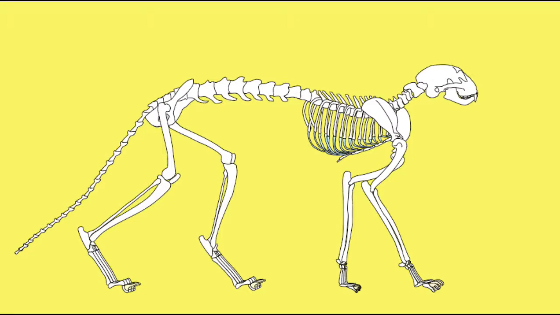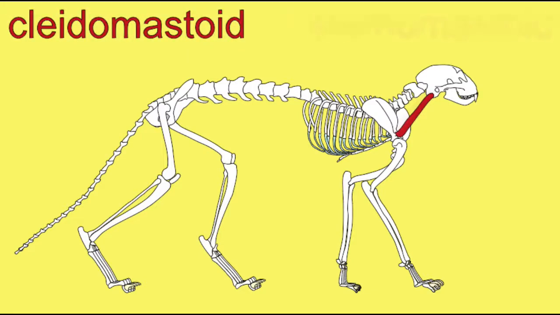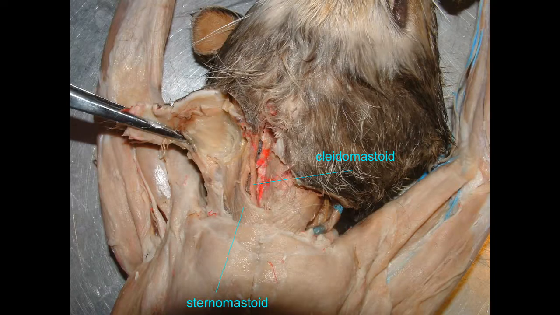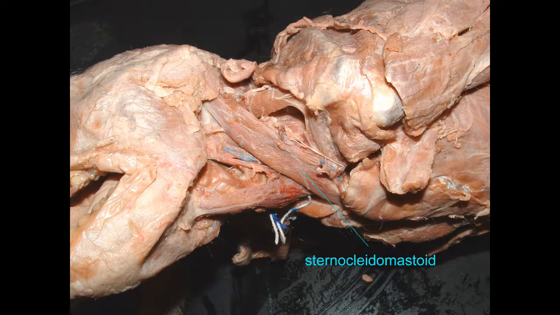The sternocleidomastoid is also derived from ancestral muscles which moved the branchial bars. In cats, there are two separate muscles, the sternomastoid and cleidomastoid. In humans and this monkey, it is a single muscle, the sternocleidomastoid.